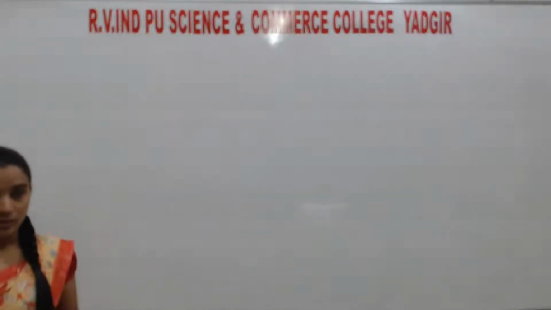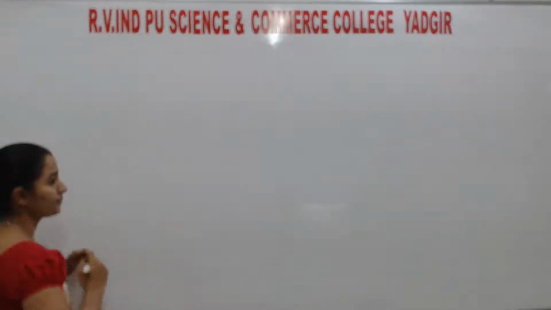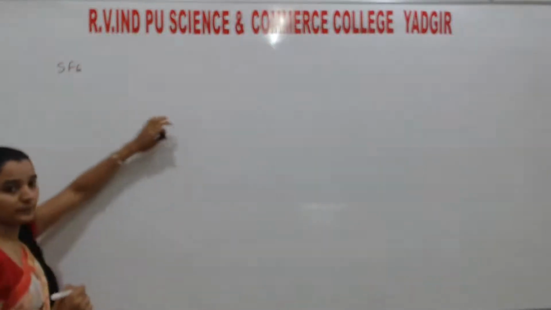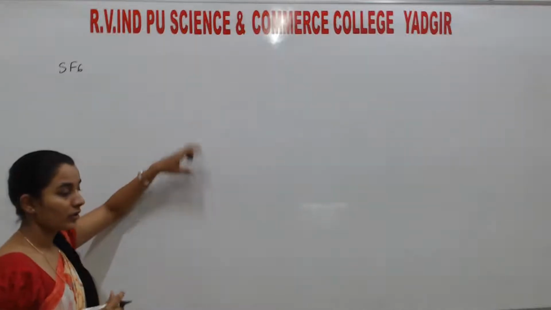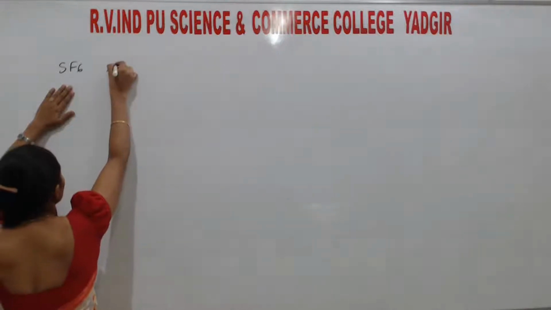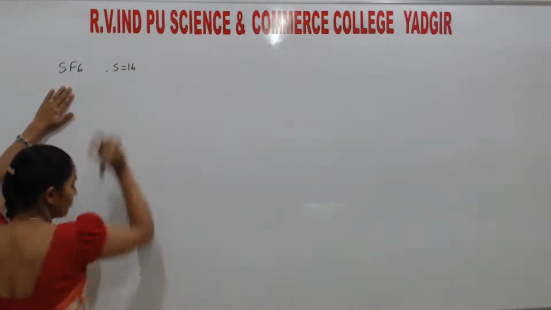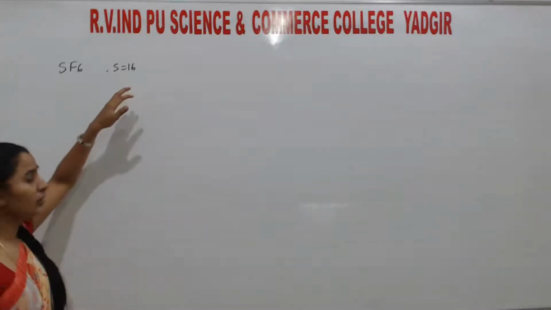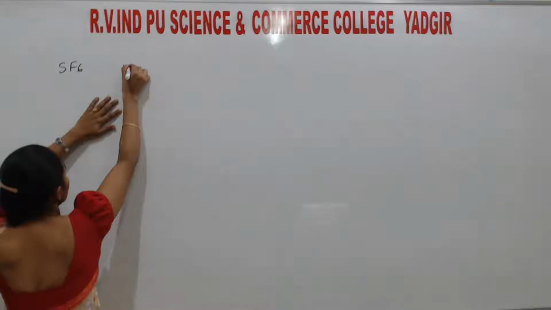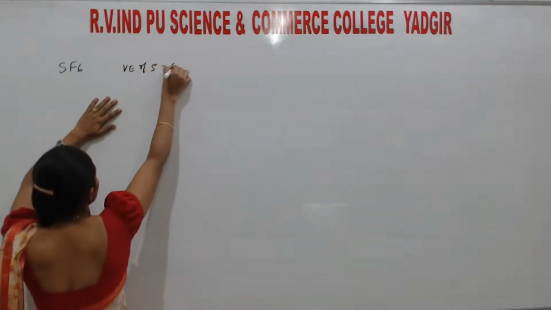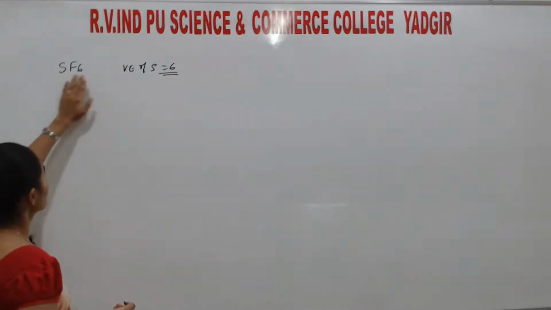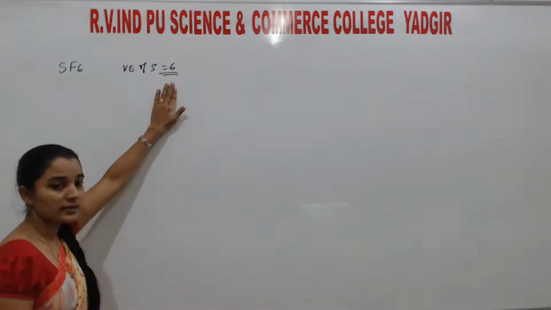okay. The next one is SF6. Okay. So students here, sulfur atomic number is 16. Of course, I won't consider it again and again. Sulfur, it belongs to oxygen family. So the valence electron of sulfur is 6. I won't write the configuration again. The valence electron of sulfur is 6.